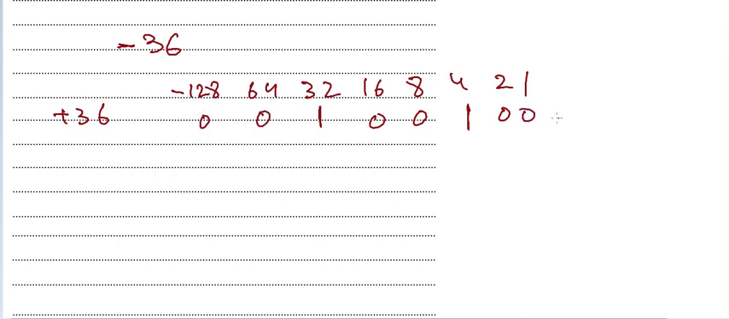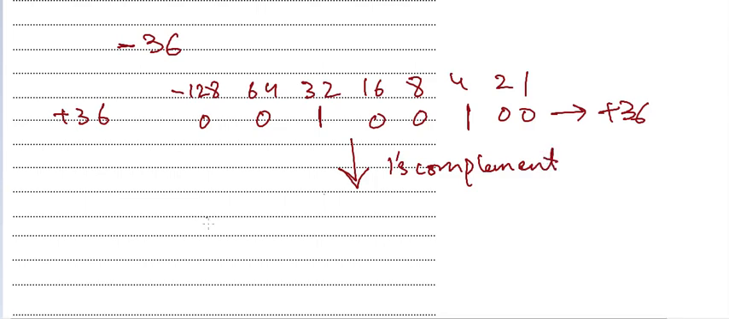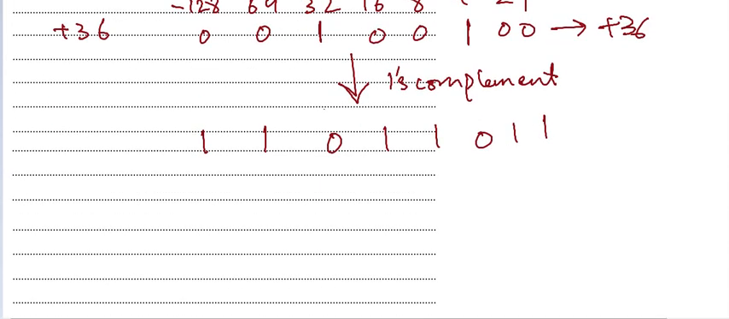Now this is plus 36, right? We are going to flip this, and this flipping is basically called ones complement. So we are going to convert this above number into ones complement, and this becomes 1 1 0 1 1 0 1 1. Okay, so now we have the ones complement. We need to add 1 to it. When we add 1 to ones complement, then this becomes 2's complement. Okay, so 1 plus 1 is going to give us 0 as the sum and 1 as the carry.